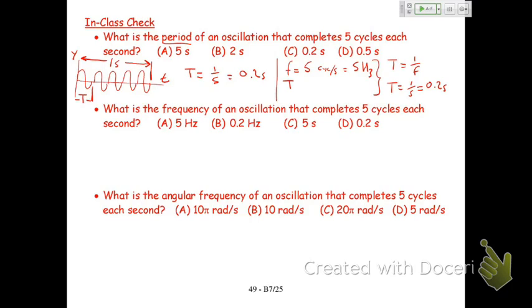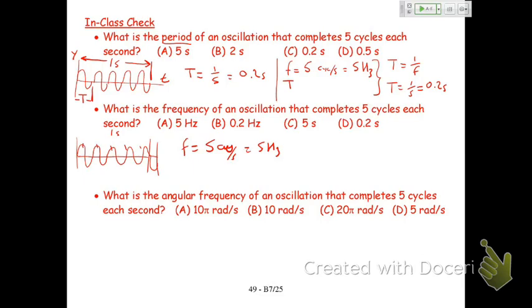What is the frequency of an oscillation that completes 5 cycles per second? Well, let's draw my diagram. 1, 2, 3, 4, 5. I did that wrong, didn't I? 1, 2, 3, 4, 5. I should have done it like that. And this is 1 second. Frequency is how many cycles I get in 1 second. Well, I got 1, 2, 3, 4, 5. So my frequency equals 5 cycles per second, which is 5 hertz. Or I could have just said that frequency equals 5 hertz.